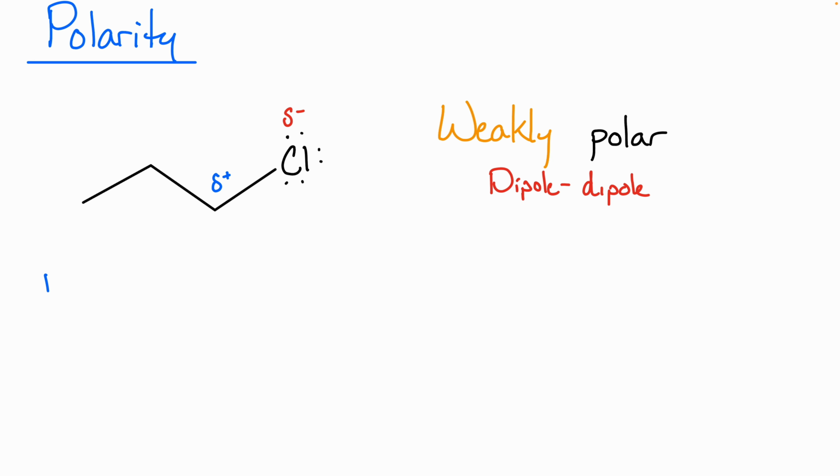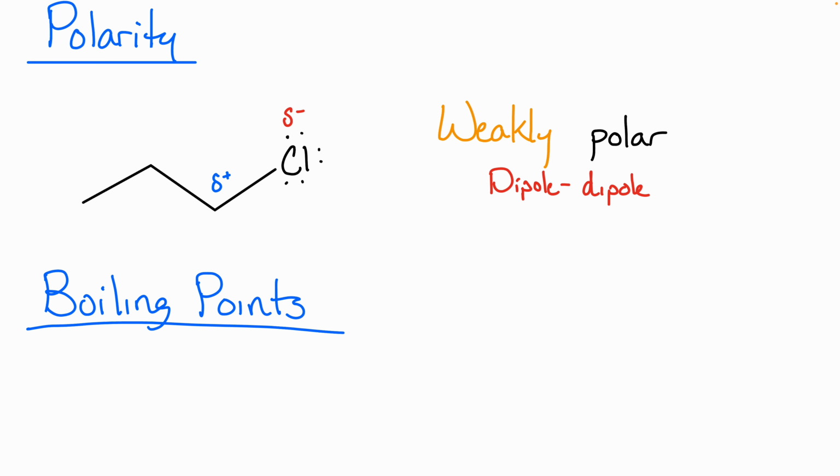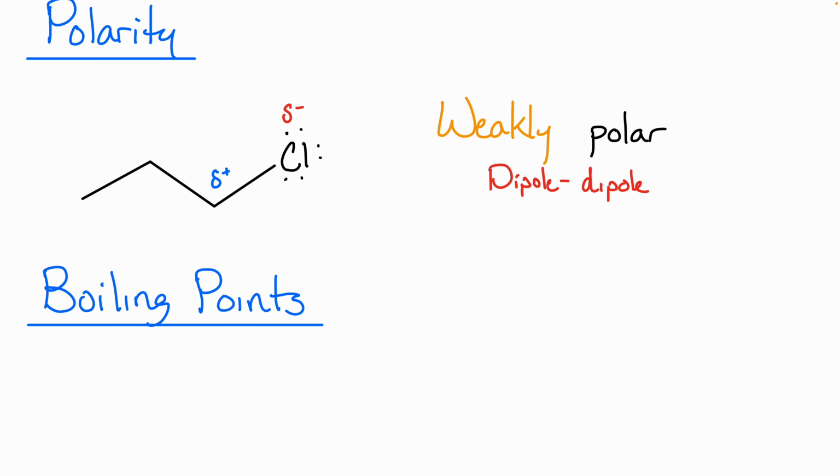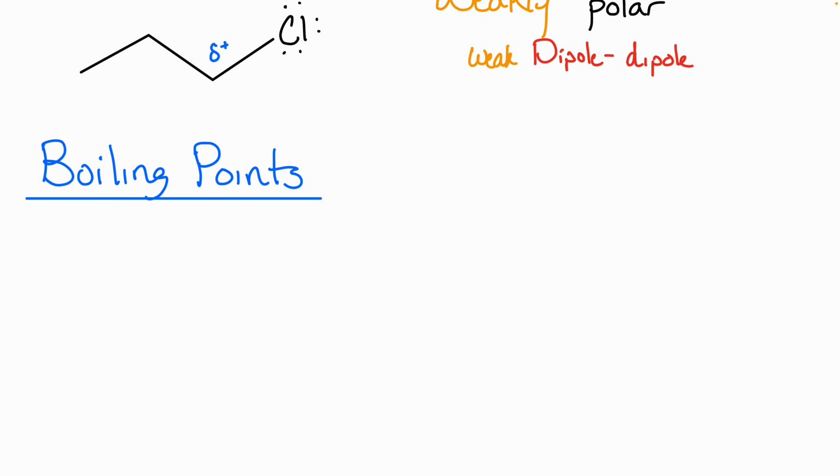All right, so then in terms of their boiling points, we said that our alkanes have very low boiling points because they were non-polar, having very weak dispersion forces. Considering that these are weakly polar, we're even going to say they have weak dipole-dipole interactions. They also tend to have low boiling points. Not very low boiling points, but definitely on the lower end of our boiling point spectrum.